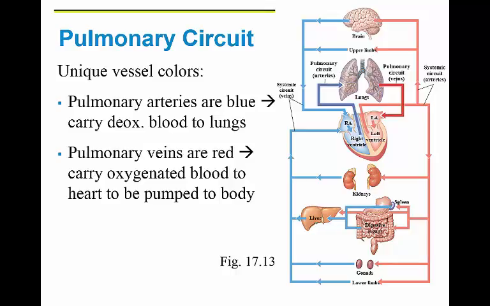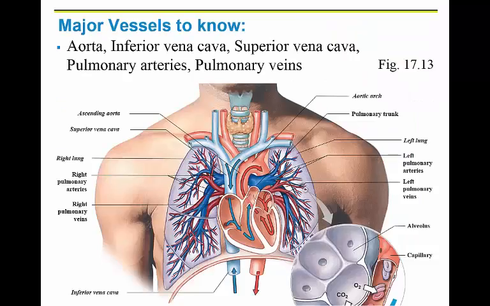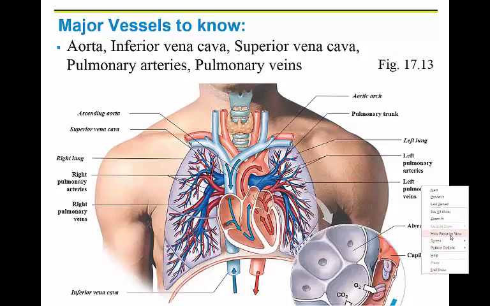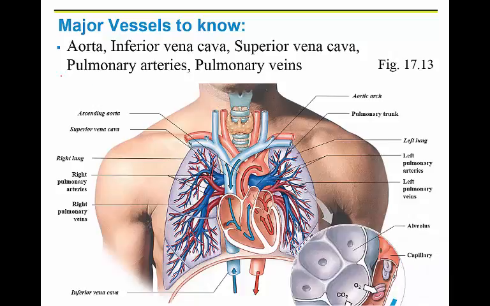There are a couple of major vessels that we should know, at least for this slide set. We're going to go over the aorta, the inferior vena cava, superior vena cava, pulmonary arteries, and pulmonary veins. So let me point this out to us. The vena cavas are just part of the venous system. There are two main areas. The first one is right here.